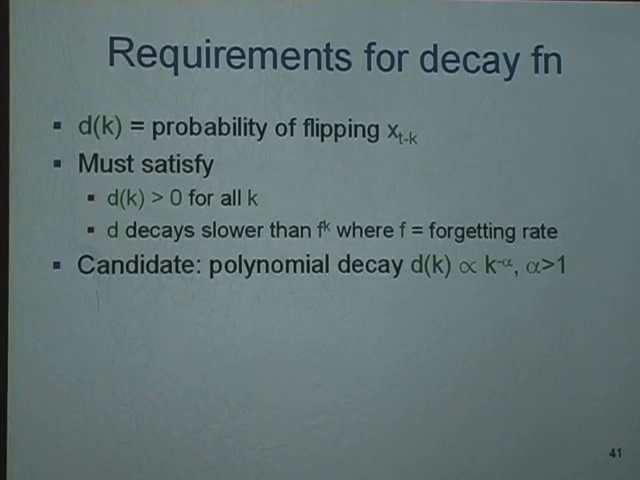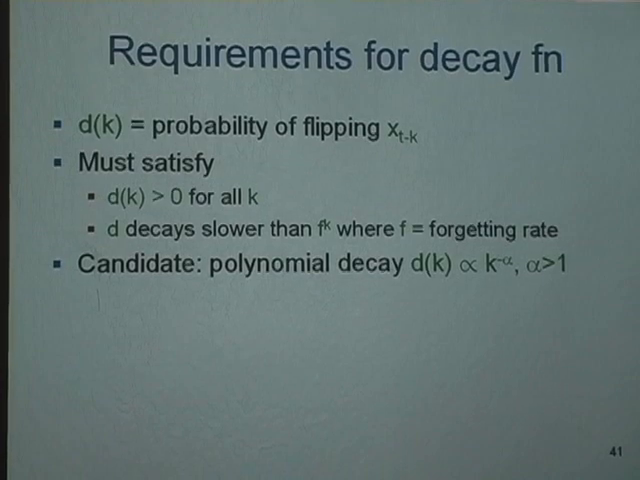So we use this decay, d of k is k to the minus alpha for some alpha bigger than 1. So for example, if alpha was 2, then d of k would be 1 over k squared. So we'd be sampling things k steps in the past with probability 1 over k squared.